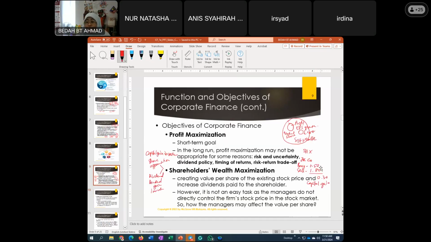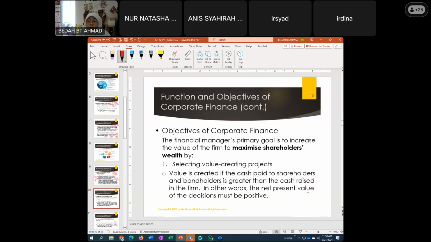So when the shareholders want to sell, the price should be higher than when the shareholders buy. When shareholders buy, there is a cash raise in the firm; the company will get cash. When shareholders sell, the shareholders are being paid. In other words, the company needs to invest in a project, or select projects, that only give a positive net present value.